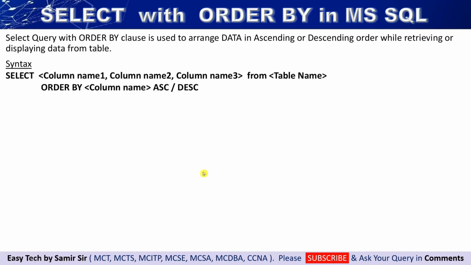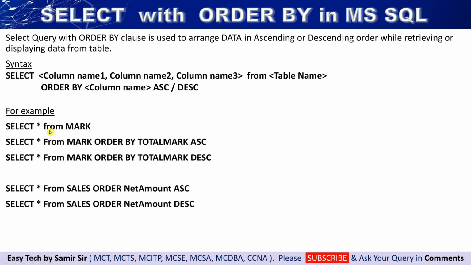So the syntax will be select column name 1, 2, 3 or different columns, or you can use star, from the table name, order by column name. Now there are two words: ASC, which is the abbreviation of ascending order. Ascending order will display the minimum number first and the maximum number at the last. Whereas if you want to arrange data in descending order, you use the word DESC, which is the short abbreviation of descending order. You can write down this command and let's see it in a live example.